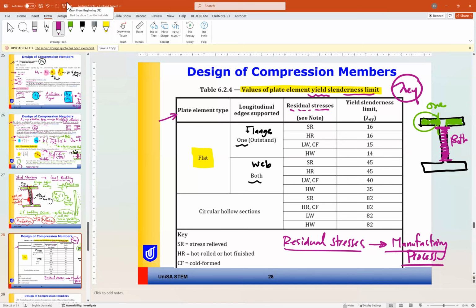So for example here, if you have stress relieved SR, hot rolled or hot finished HR, cold formed CF, HW, you can go to the table to find the other parameter. HW, for example, means heavily welded.